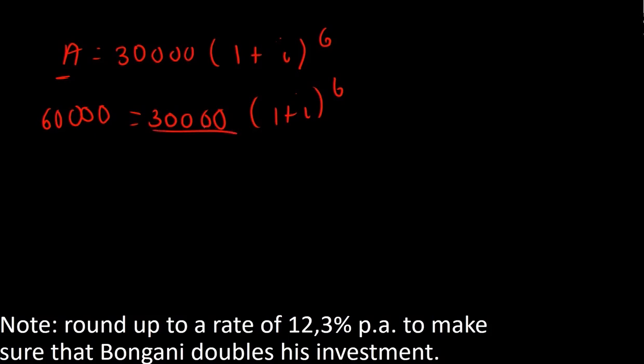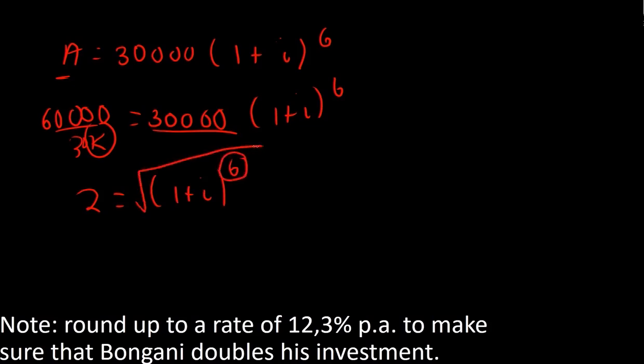If we divide both sides by 30,000, remember K represents 1,000, so therefore 60,000 divided by 30,000 will give me 2, is equal to (1 plus i) to the power of 6. And then to get rid of the power of 6, you've got to take the 6th root on both sides. Remember, roots of the same power, or same index, will cancel the actual power. And we end up with the 6th root of 2 minus 1 will give me the value of i.